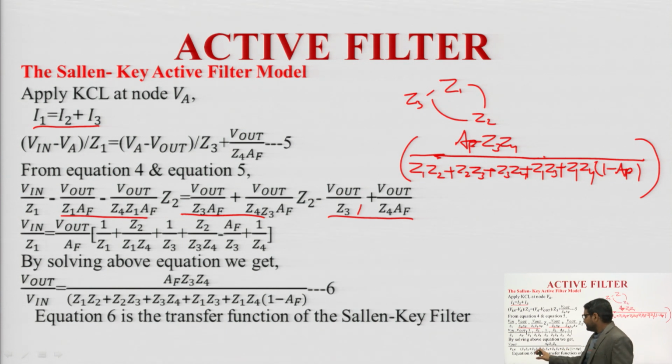Z1 Z2, Z1 Z2 plus Z2 Z3, Z3 Z4 plus Z1 Z3, Z1 Z4, 1 minus AF. This equation 6 is the transfer function of the Sallen-Key filter.